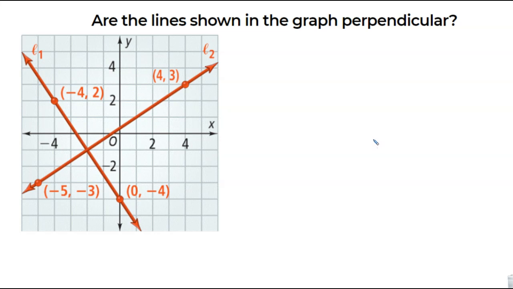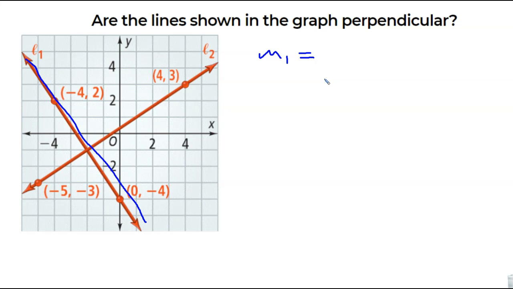Next question, it asks, are the lines shown in the graph perpendicular? Okay, we know that perpendicular lines have opposite reciprocal slopes. So for this question, what we'll do is we'll find the slope of both lines and then compare them to see if they're opposite reciprocals. So let's do that. We'll start off with line 1 here. We'll say we are calculating M1 for slope 1.